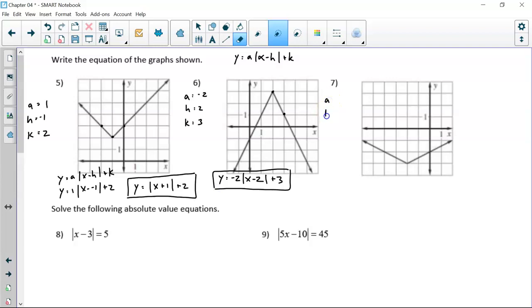Number 7, a, h, and k. So from the origin, we're going to the left 2 and down 3. So h is a negative 2, k is a negative 3. Now for a, go from the vertex and count up and over to get to the next nice grid point like that. So we go up 1, over 2. So a is 1/2. So y equals 1/2, absolute value of x minus negative 2 minus 3. So y equals 1/2, absolute value of x plus 2 minus 3. And there is our absolute value function.